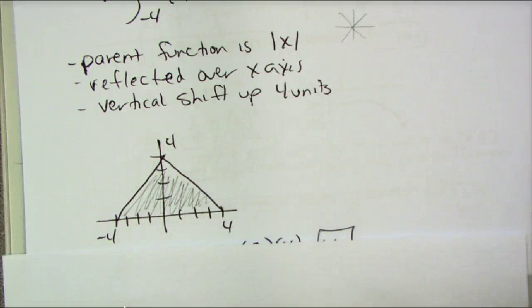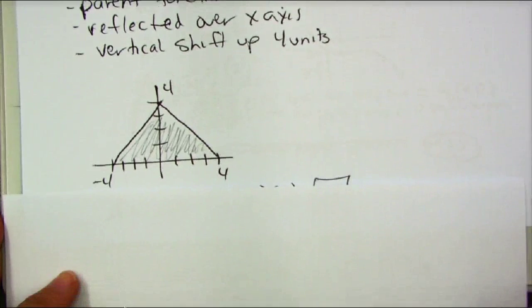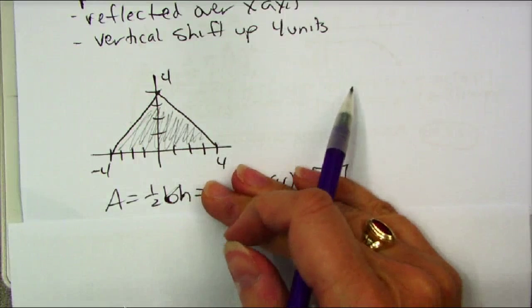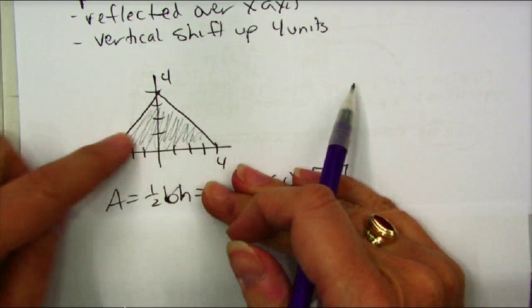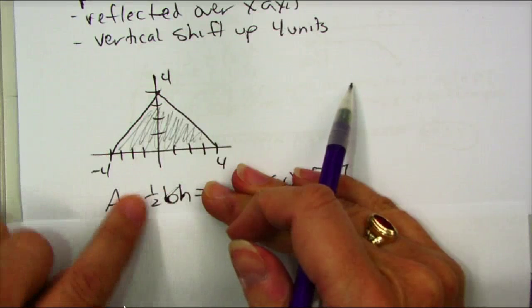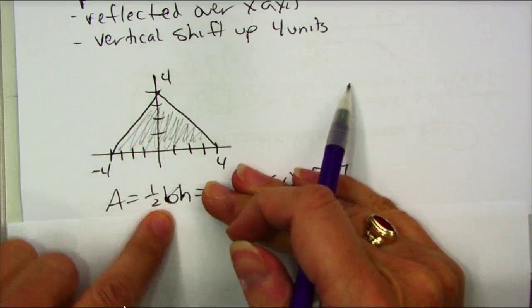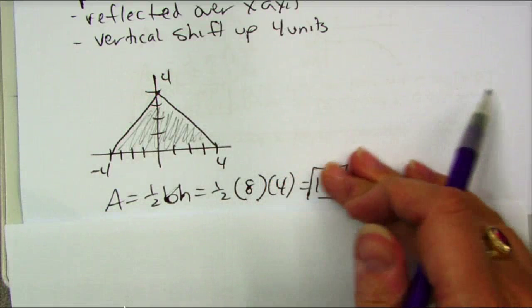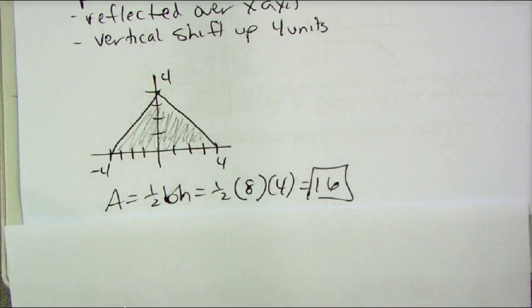And so I have to find that area. So then I ask myself, what shape is that? It's a triangle. So the area equals 1/2 base times height. My base is 8, and my height is always perpendicular to my base. I'm going to go straight up. That has a height of 4. So half of 32 is 16.